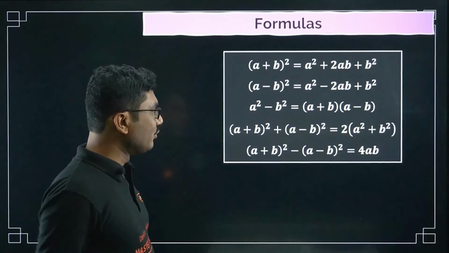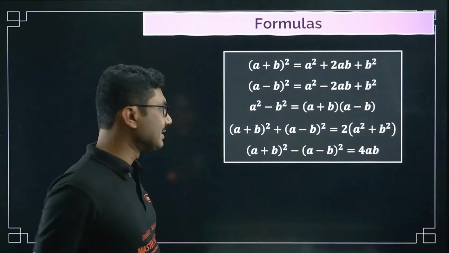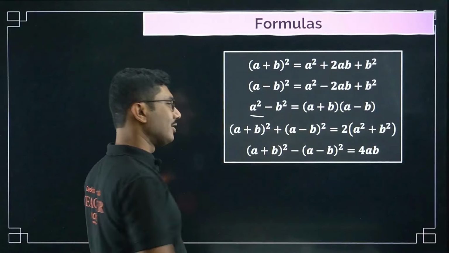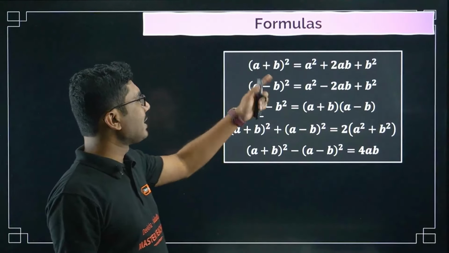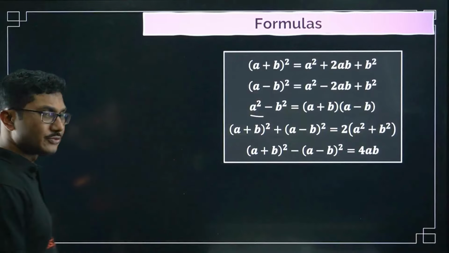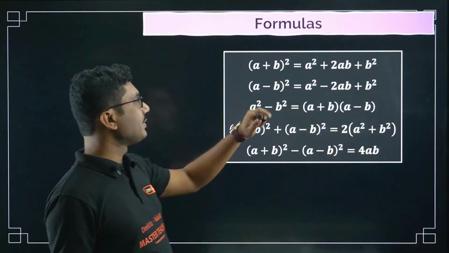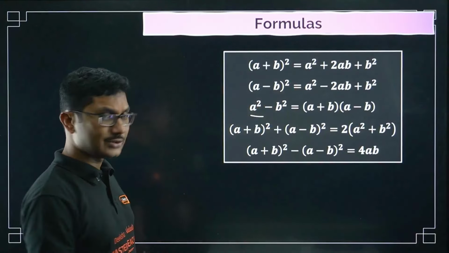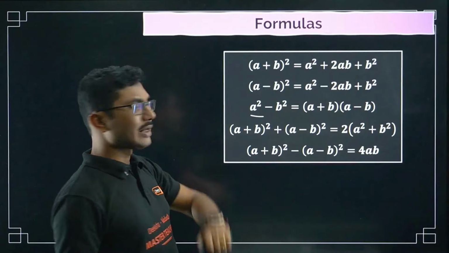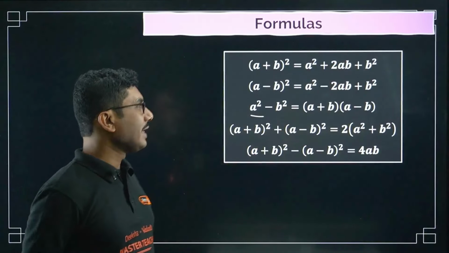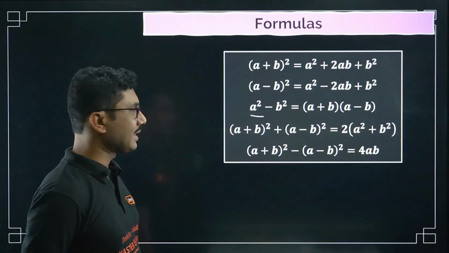Obviously you already know the first two formulas, it is easy. Even the third formula is the easiest one. So (a plus b) whole square equals a square plus 2ab plus b square. (a minus b) whole square equals a square minus 2ab plus b square. a square minus b square equals (a plus b) into (a minus b).